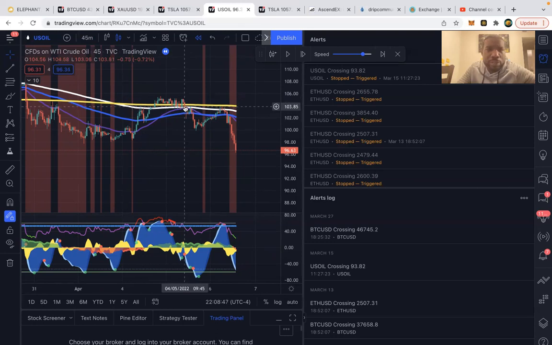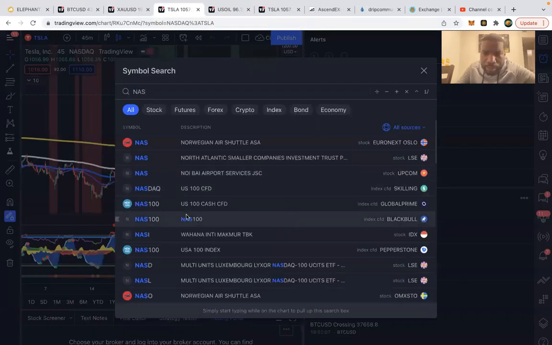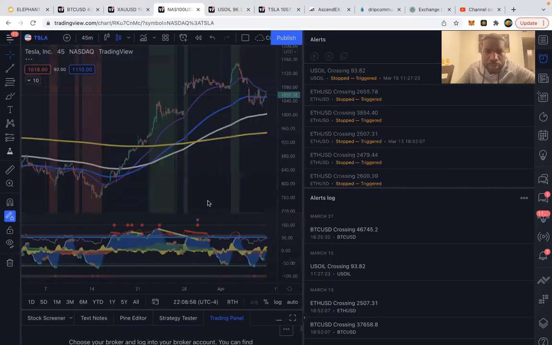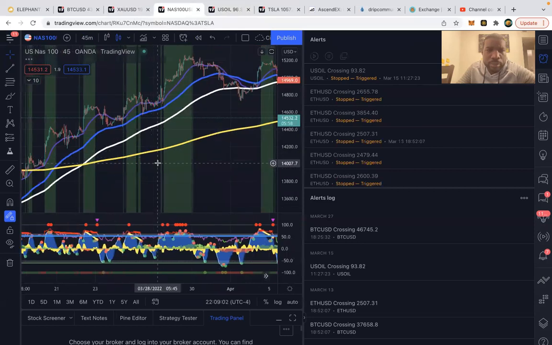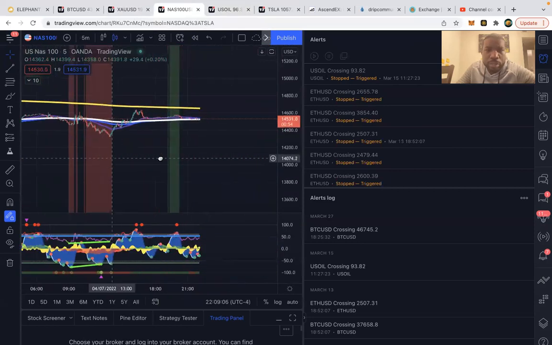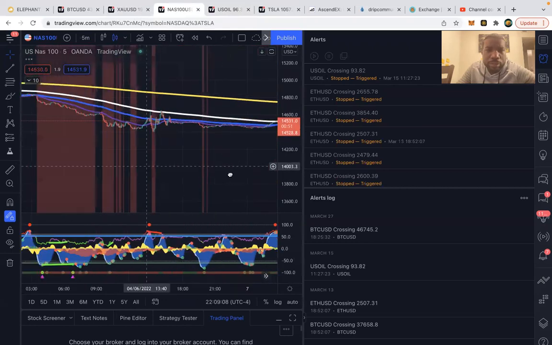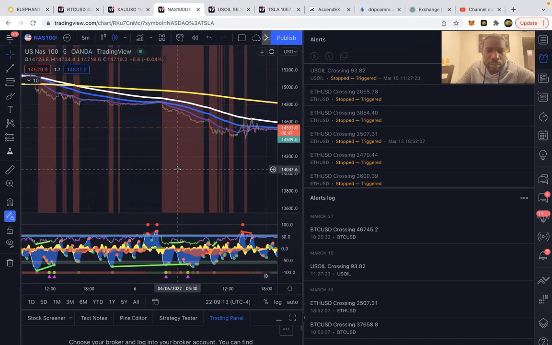Is there another example we could show you? Let's do NASDAQ 100. This is Tesla, but we're going to go to NASDAQ 100. Let's find the one I use. Let's find something here. Now, with some of these pairs, you can actually trade in a small time frame, like NASDAQ 100. Here we go. We got some stuff here. Okay.